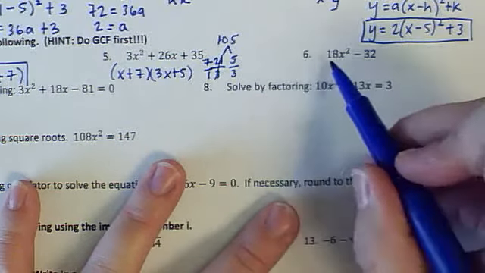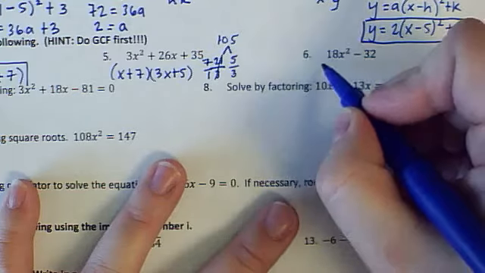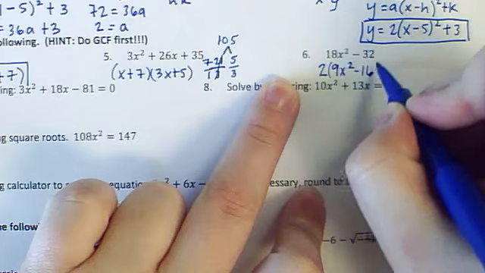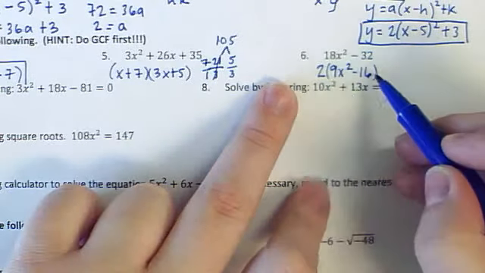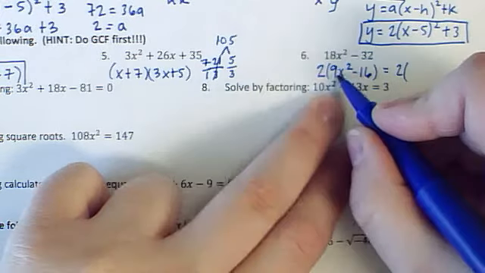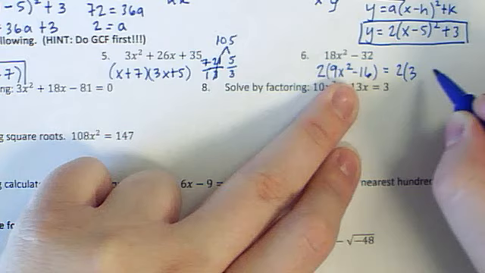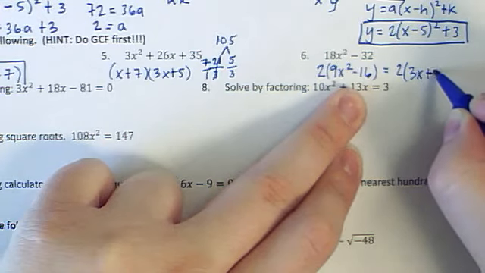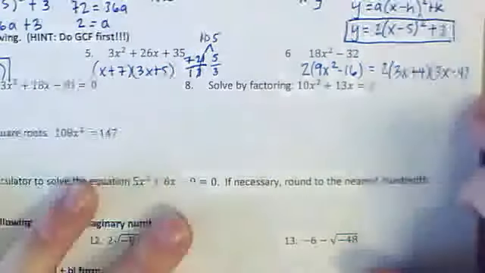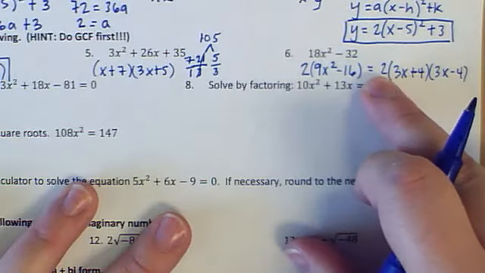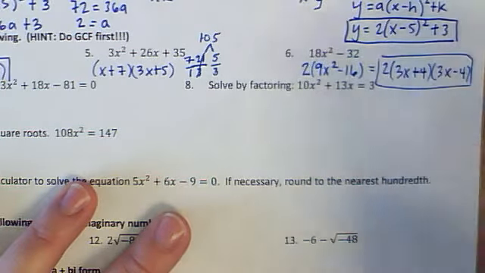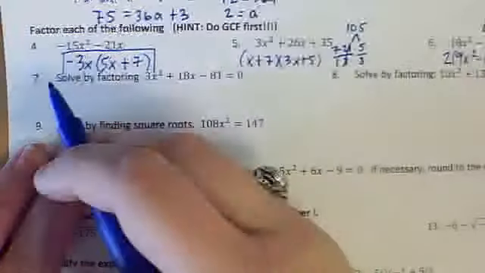Okay, on 6. Is there a GCF with 18 and 32? The answer would be yes. It is 2. So this becomes 2 times 9x squared minus 16. Okay, and if you notice, 9 and 16 are perfect squares. So when they're perfect squares, the square root of 9 is 3, the square root of 16 is 4. So I'm going to have 3x plus 4 and 3x minus 4. And again, you still have to have that GCF out front. So there's your answer.